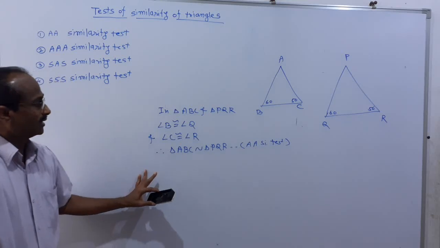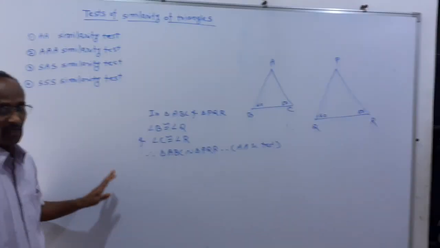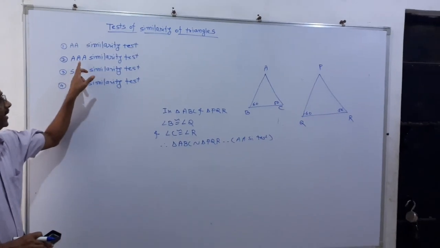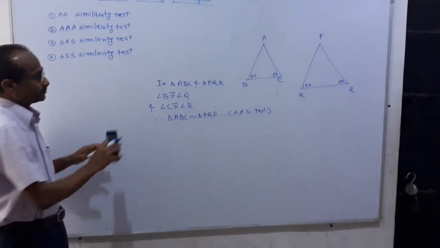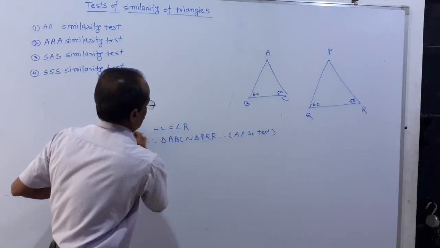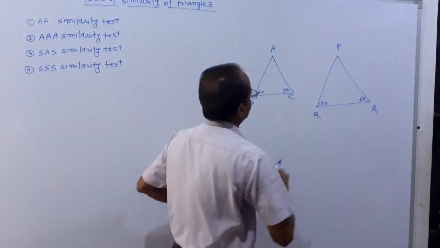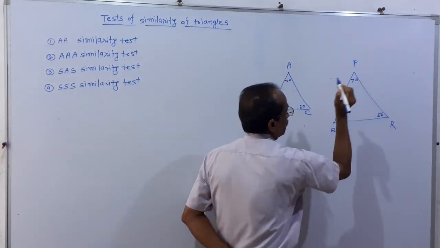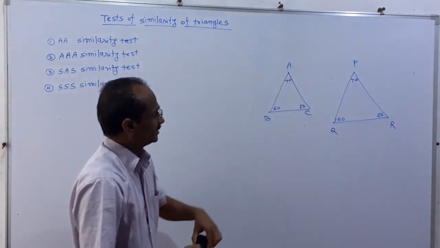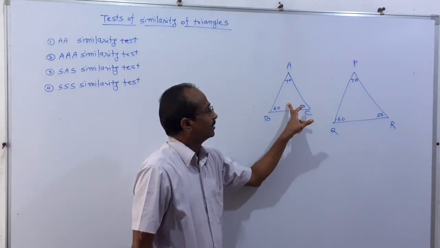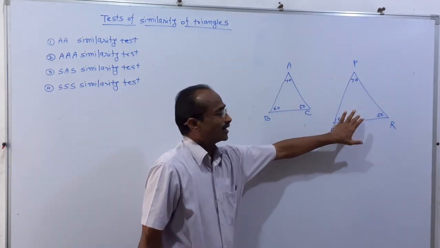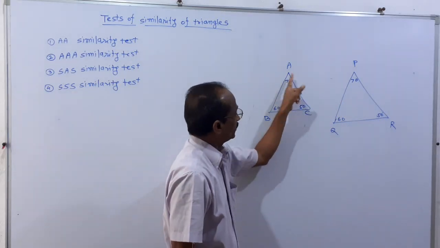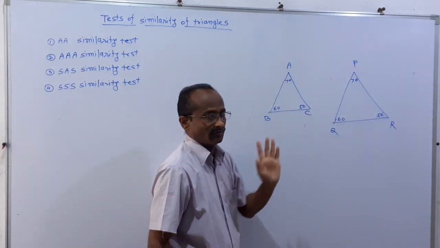Is it clear for the AA similarity test? Okay. Now we are dealing with the second test, the AAA similarity test. Consider the same pair of triangles, and this information in the triangle is given in the form of the measure of all three angles. That is, all three angles of the triangles are given.